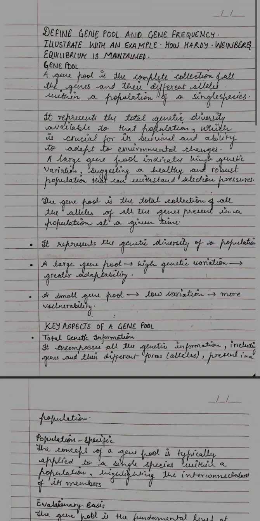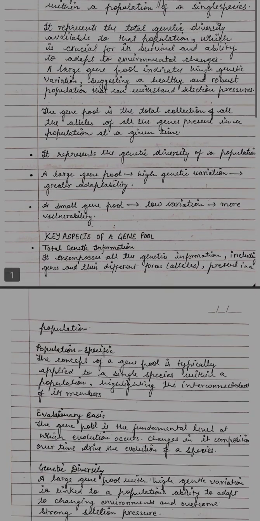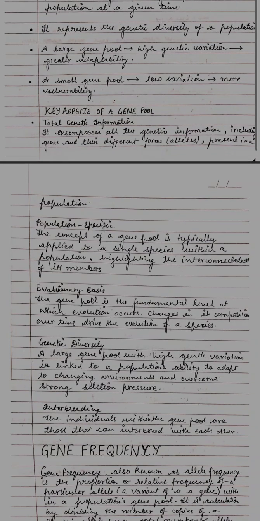Some of the examples are: consider a population of 100 beetles. The gene for body color has two alleles: the dominant one, capital B, black, and small b, brown. If all beetles together contain 120 alleles of capital B and 80 alleles of small b, then the gene pool consists of capital B and small b alleles with their total numbers.